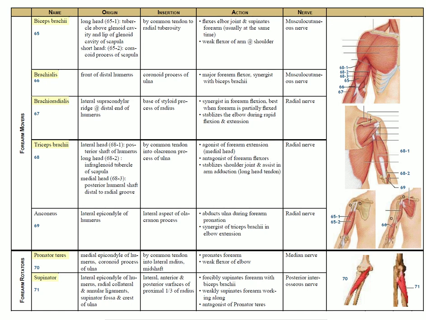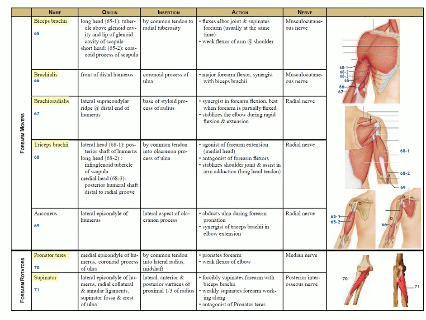So back of the arm, posterior arm extends the elbow. Triceps, there's 3, so 68-1, 2, 3. Triceps brachii. It's an agonist of forearm extension, antagonist of forearm flexor, stabilizes shoulder joint, assists in arm adduction. And we have our forearm rotators.